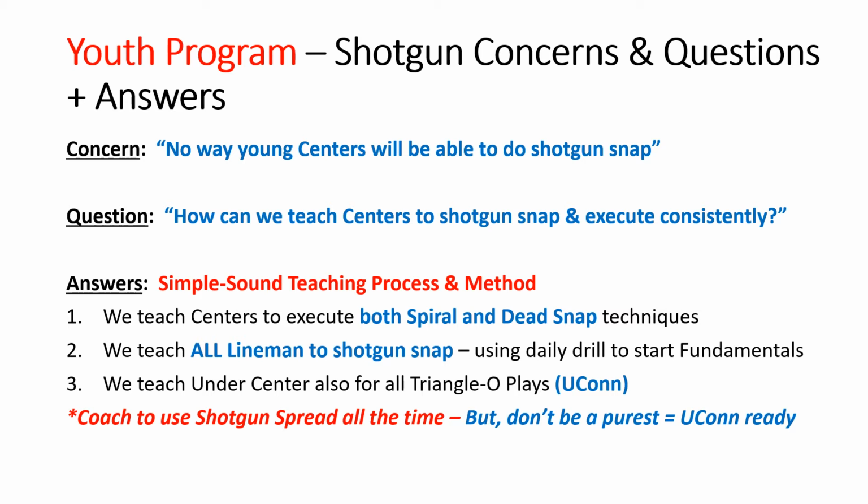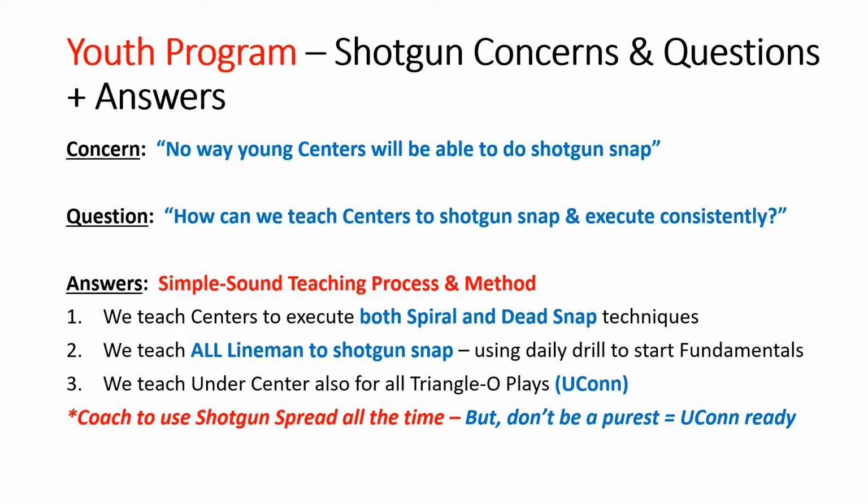Number one, we're going to teach the centers to execute both a spiral and dead snap technique. This allows each individual to figure out what works best for them. Number two, you're going to teach all the linemen to shotgun snap, and you'll do this by starting your fundamental period for 2 minutes. Everybody's going to work on snap.